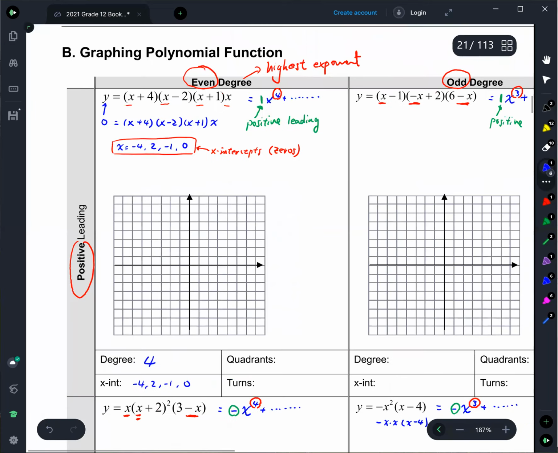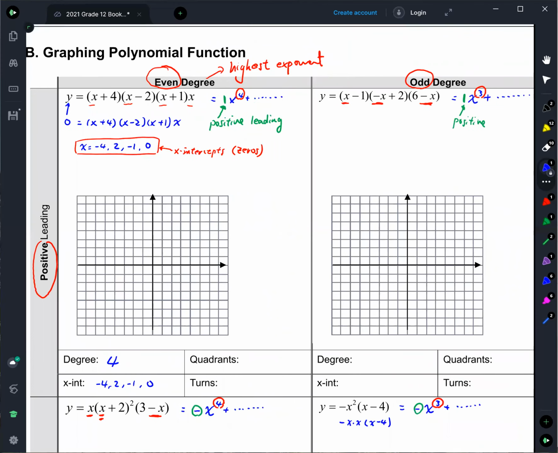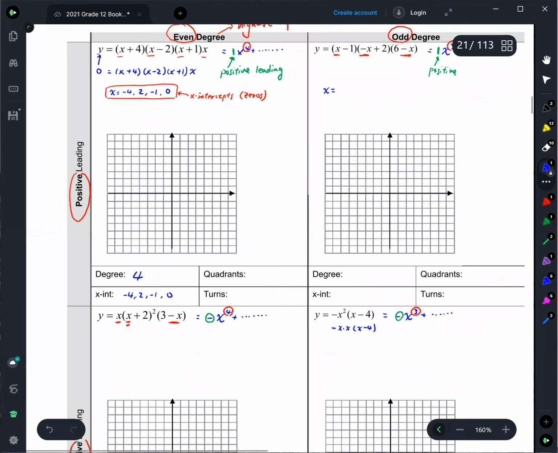Okay, so I'd like you to do the same thing for the question on the right hand side. Write out the x-intercept. For these 4 questions, x equal... Find all the zeros or x-intercepts for these 3 questions. Raise your hand when you're done.